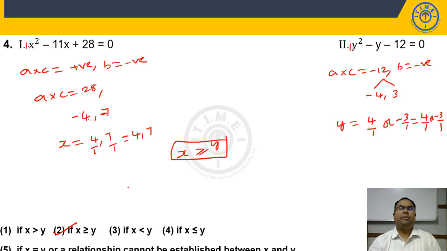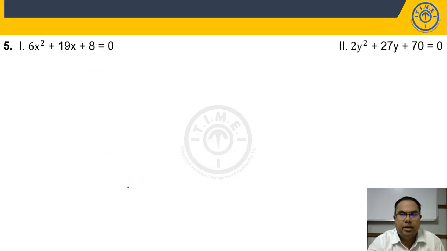A into C you multiply. If it is positive, write B as sum of two numbers. If A into C is negative, write B as difference of two numbers. Then while writing the roots, change the sign and divide by coefficient of x square and y square. Okay, last question. Now see here.